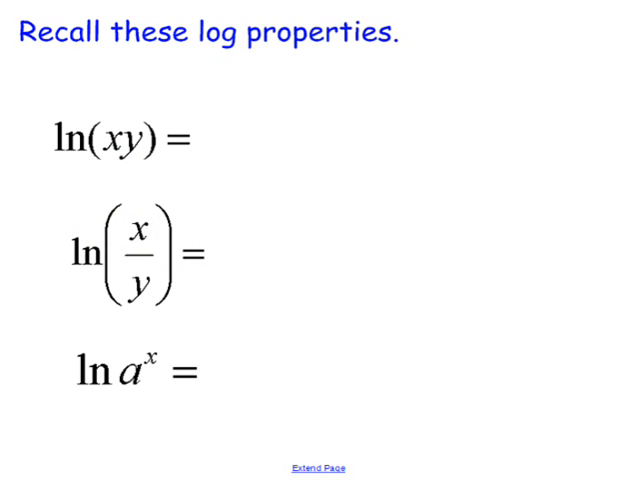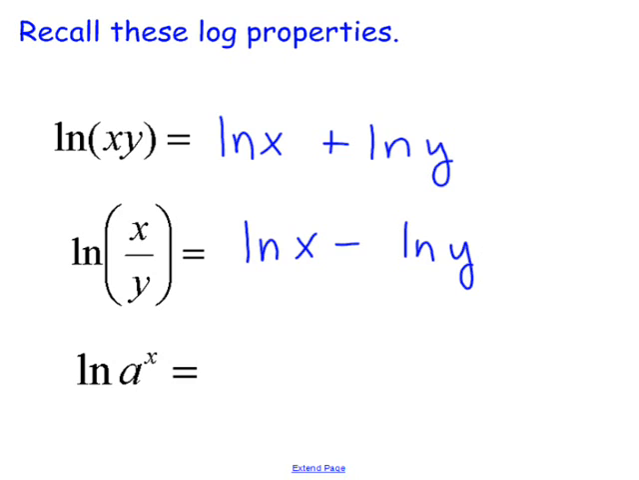So we're going to first recall some of our log properties. If you have two variables multiplied together inside the argument, we can break them apart as the sum of two logs. Similarly, if it's division of the argument, then we can subtract the two logs. And our power rule: if I have ln of a to the x, I can move the x out in front and multiply it by ln of a. All right, we're going to use those properties in several different cases.